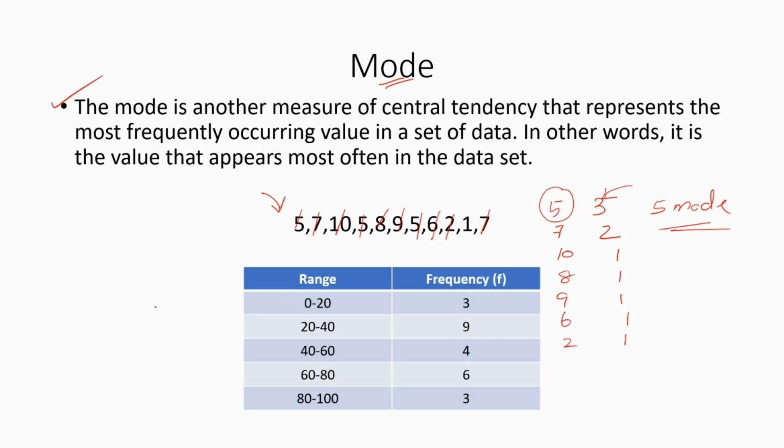Now let's talk about how to find the mode in a grouped dataset, which is here. This is the frequency table. It is really simple. We have to identify the highest frequency for any range. These are the frequencies 3, 9, 4, 6, 3. Highest number is 9, which means there are 9 numbers between range of 20 and 40. So range 20 and 40 is the mode of this dataset.